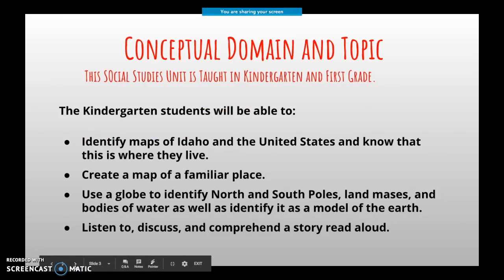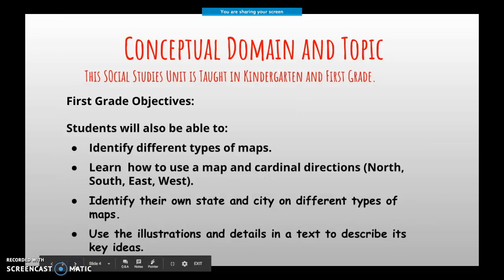Conceptual domain and topic. The social studies unit is taught both in kindergarten and first grade, and in kindergarten, students will be able to identify maps of Idaho in the United States and know that this is where they live, create a map of a familiar place, use a globe to identify north and south poles, land masses, and bodies of water, as well as identify it as a model of the earth, and listen to and discuss and comprehend a story read aloud.